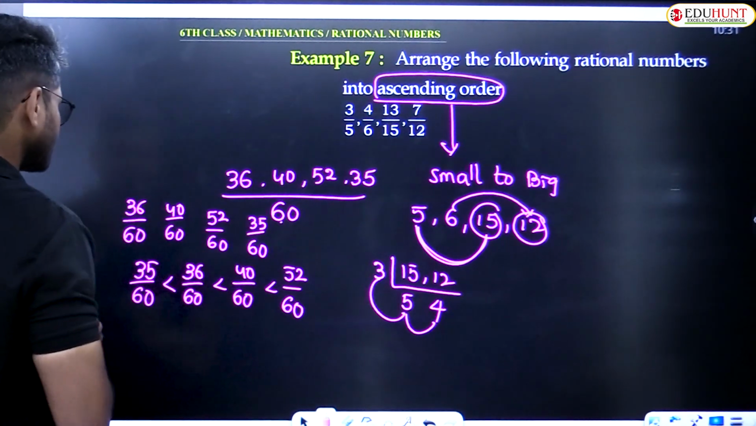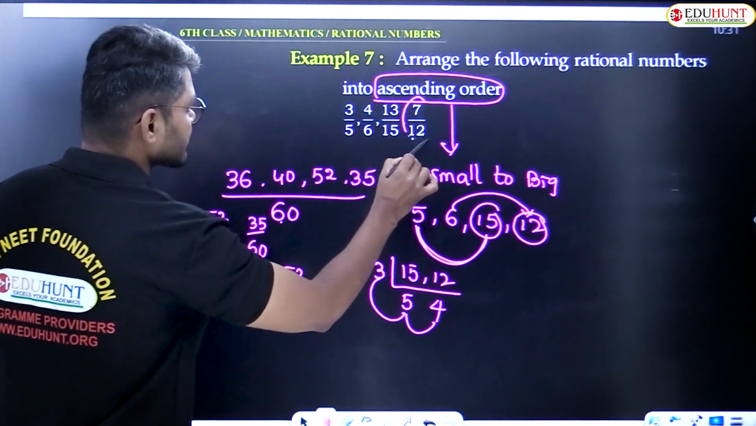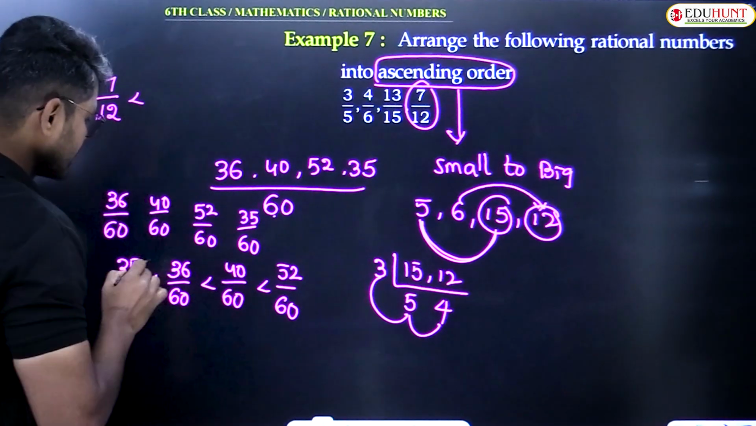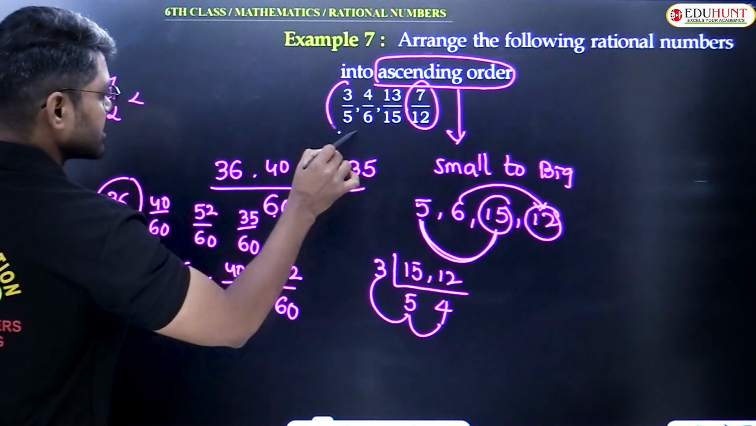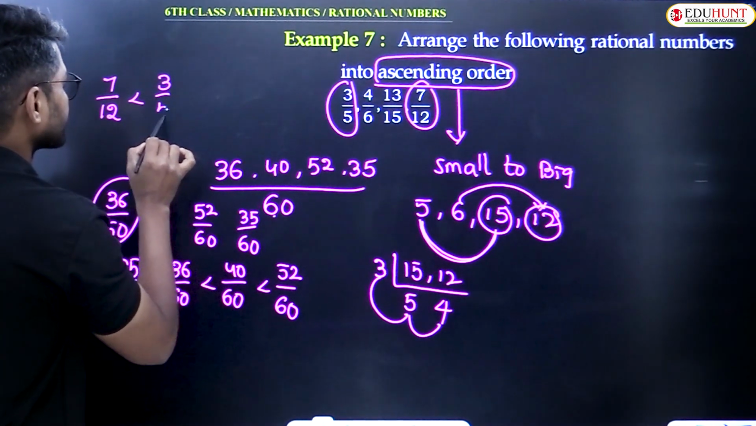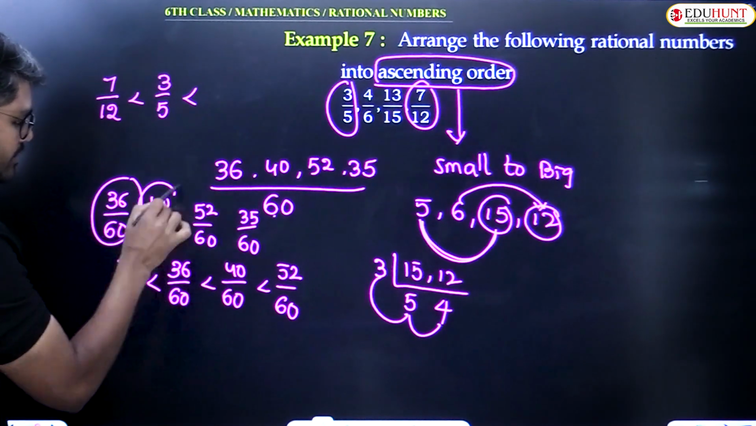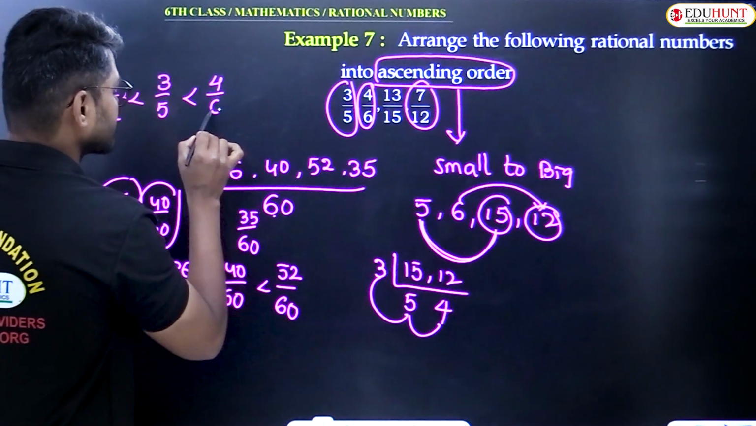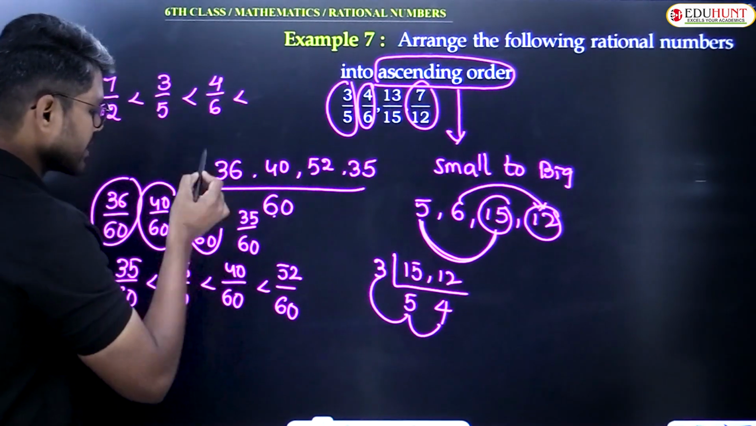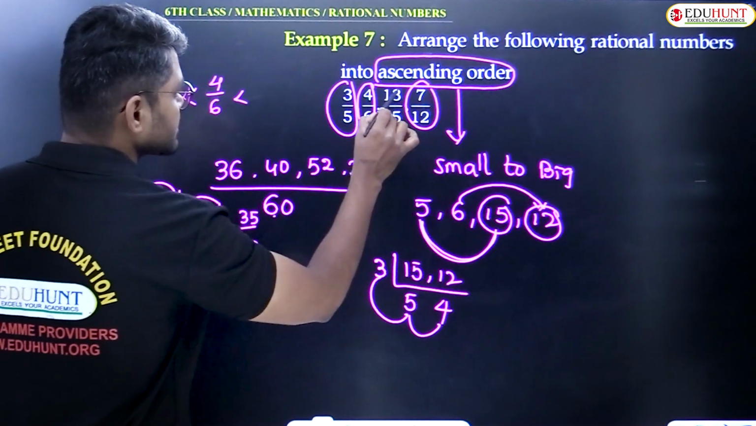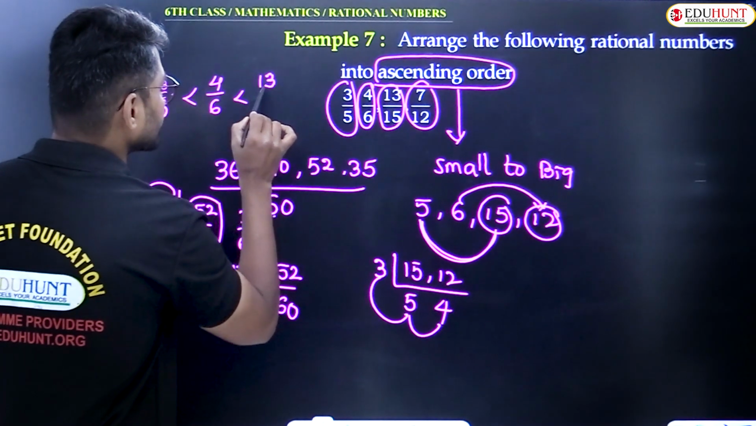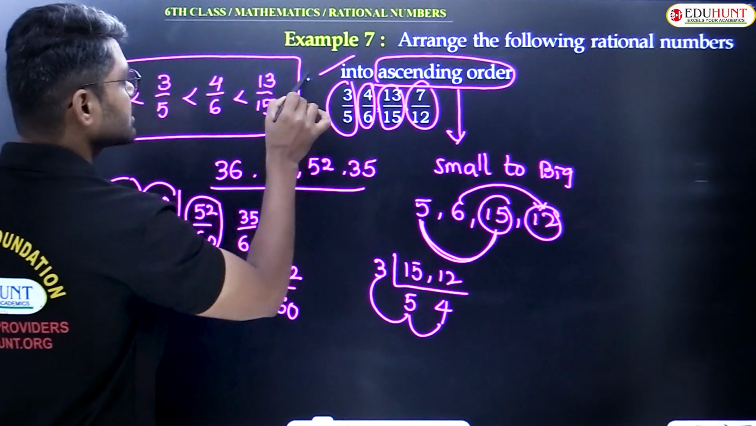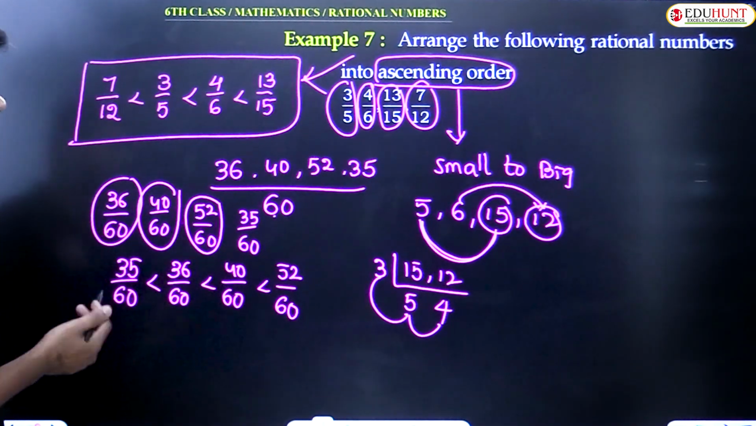Okay, right. 35 by 60, that means 7 by 12, less than 36 by 60, that means 3 by 5, less than 40 by 60, 4 by 6, less than 52 by 60, that is 13 by 15. This is the ascending order of these fractions. Okay, let's see the next one.